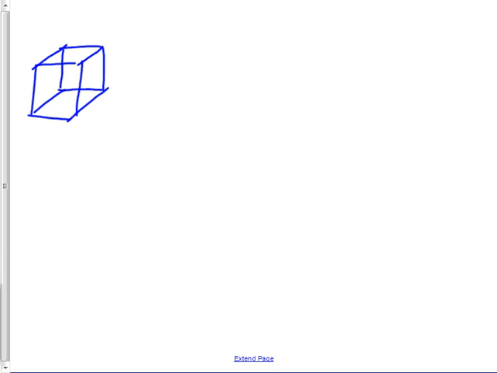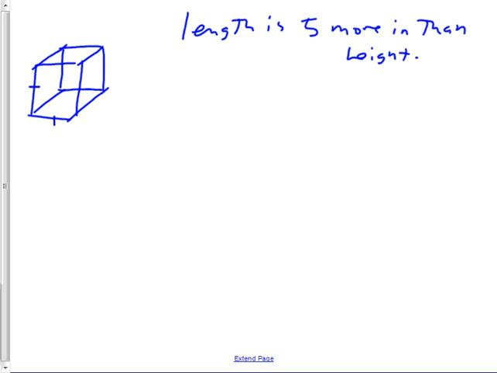And I'm going to say that my box has squares on both ends, because I told you to make them squares. And that its length is 5 more inches than the height. And the height is the same as the width. Like these are both the same. That's the same as that.